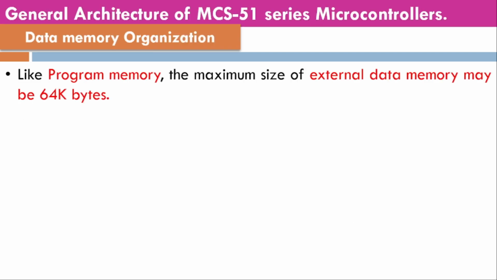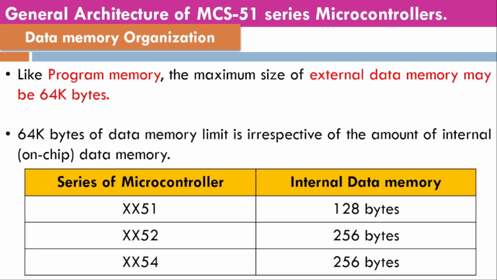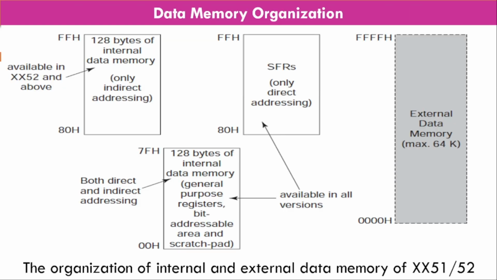Like program memory, the maximum size of external data memory may be 64 kilobytes. This 64 kilobyte data memory limit is irrespective of the amount of internal, on-chip, data memory. Every iteration of the MCS 51 provides 128 bytes of internal data memory, while some variants like MCS 52 and MCS 54 extend this to 256 bytes of internal data memory. Regardless, all versions support a maximum external data memory of 64K.